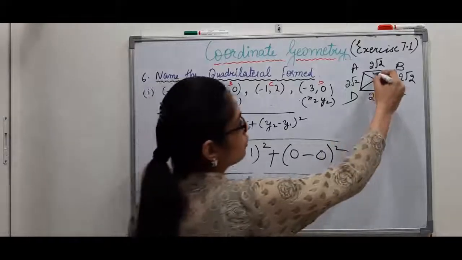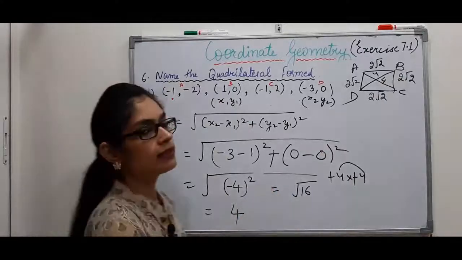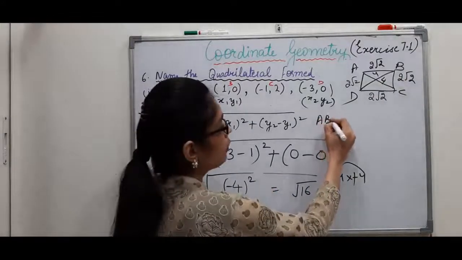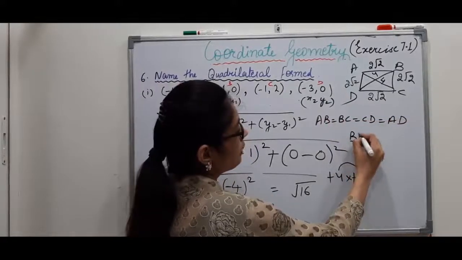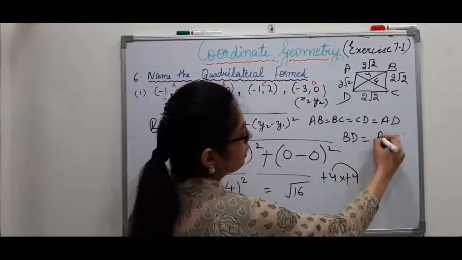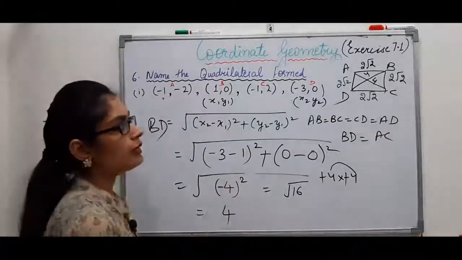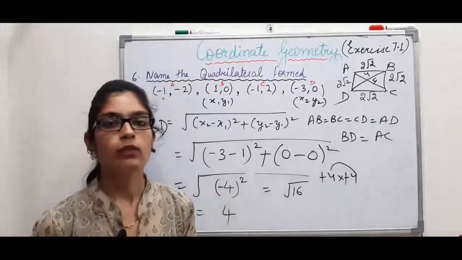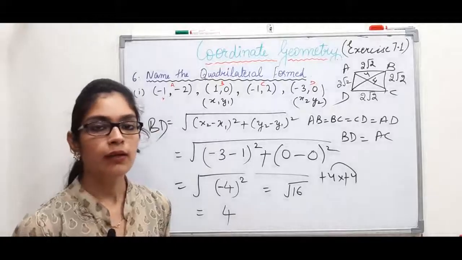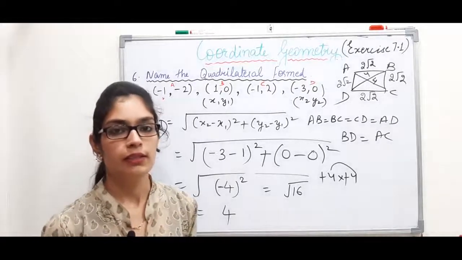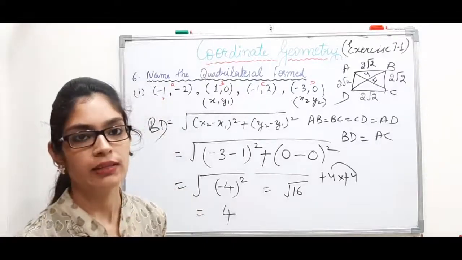So diagonals also equal. BD is also equals to 4, and you can see all the sides are equal. You can write AB is equals to BC is equals to CD is equals to AD, and BD is equals to AC. All the sides are equal and the diagonals are equal to each other, which means the given quadrilateral is a square. Now you have to check for the remaining parts, and you can post your answers in the comment section. If you have any doubts, you can ask me. I'll be more than happy to help. Now let's do the next question.